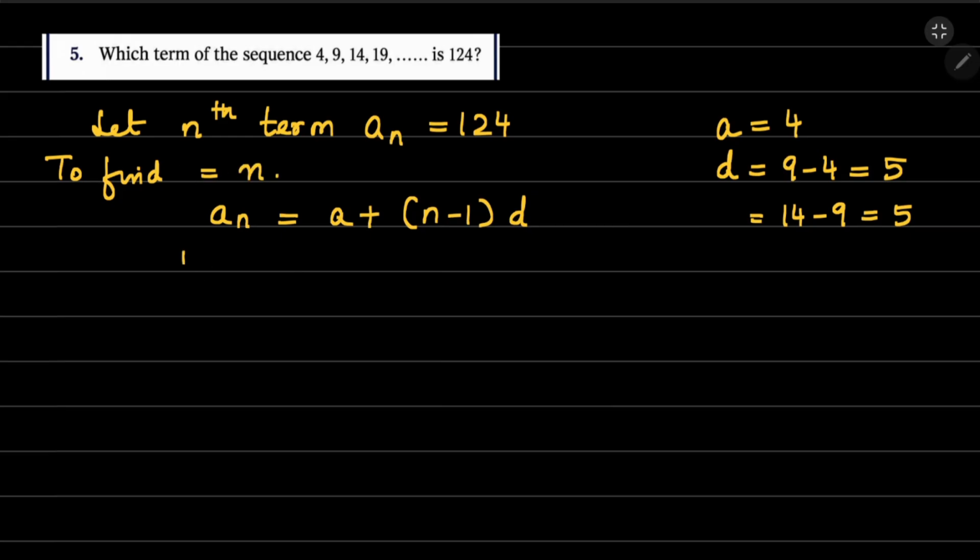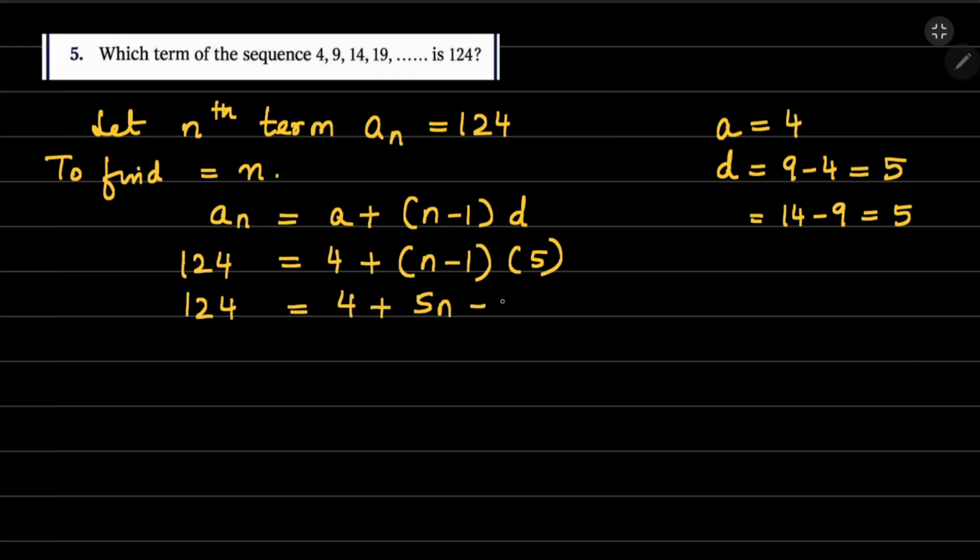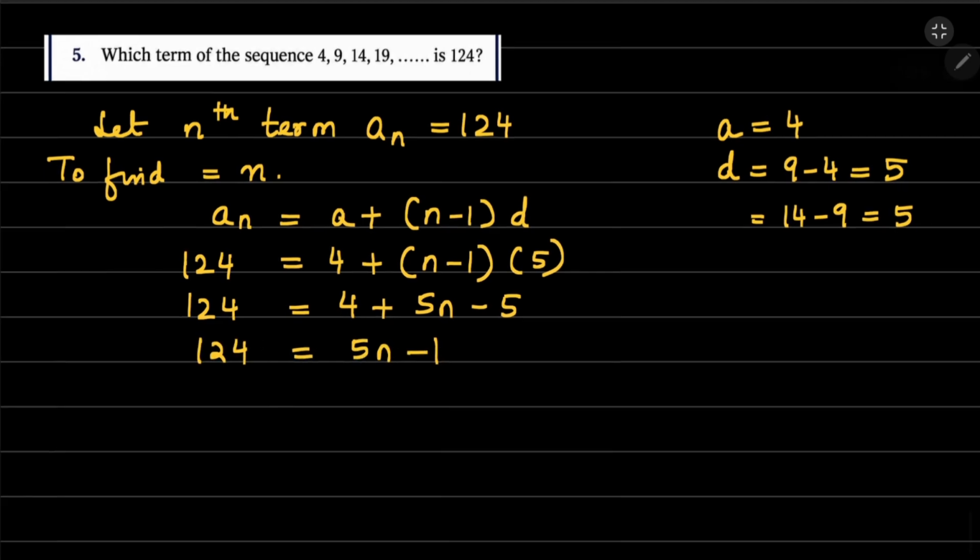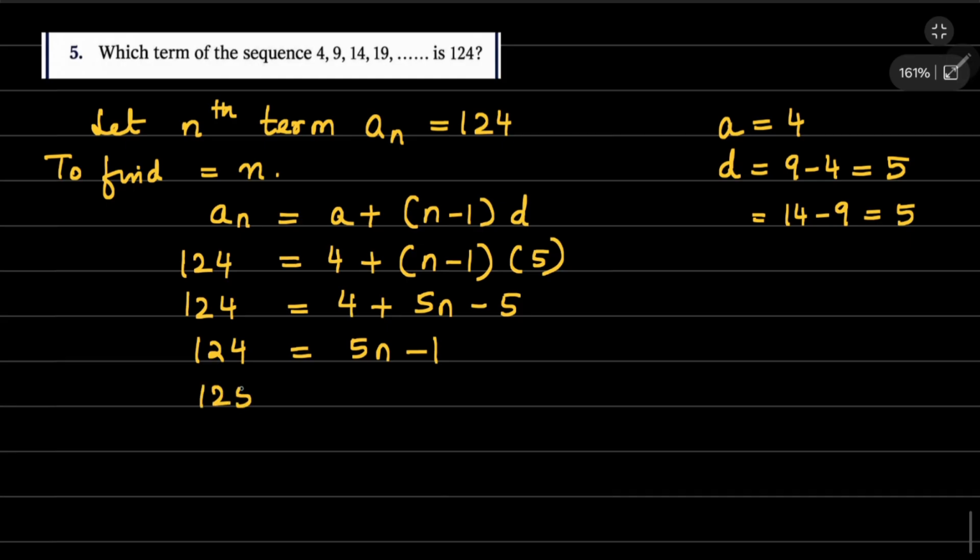Okay. So an is nothing but 124, which is equal to a, which is 4, plus we don't know n minus 1 into d, which is 5. Let's solve it. So 124 is equal to 4 plus 5n minus 5. So 124 is equal to 5n minus 1. So minus 1 will come to the LHS, but it will become 125 equal to 5n. And n is equal to 125 divided by 5.